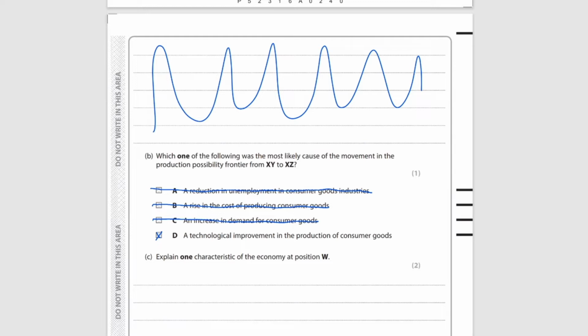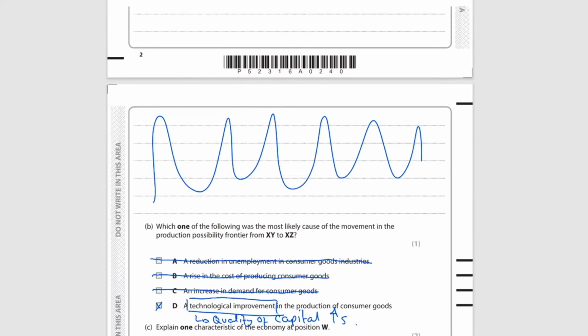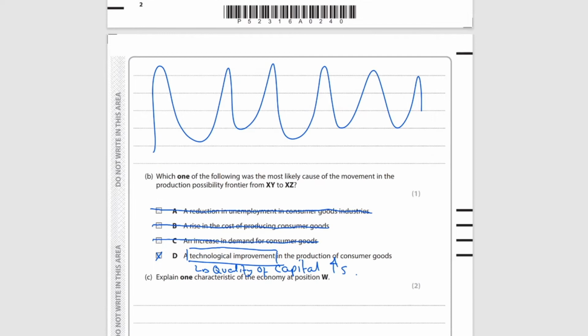And the reason why is because if there's a technological improvement, then there's an improvement in the quality of capital, which will improve the production capability. And that's the reasoning there. Okay, so that is the answer to that question.